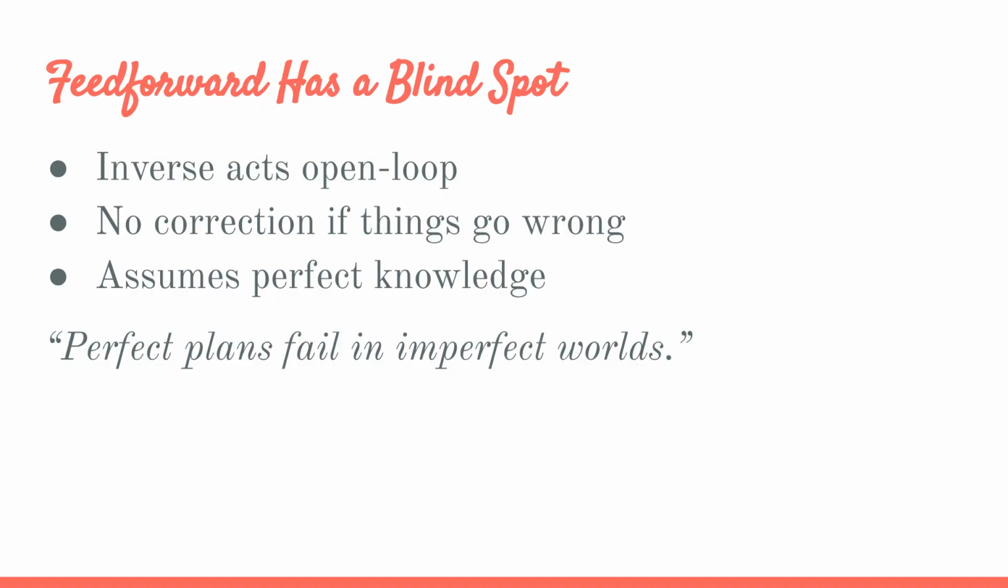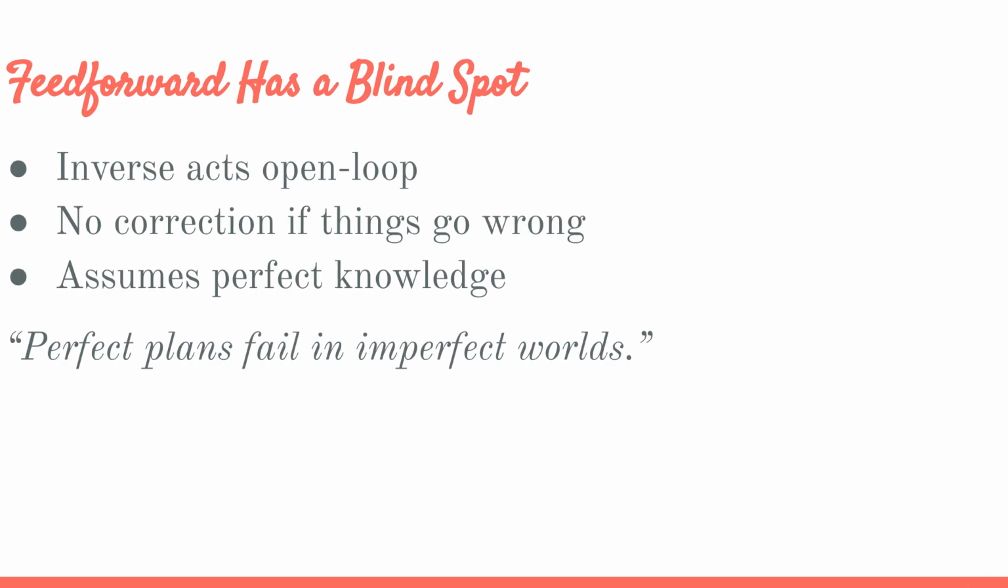A major limitation is that the inverse system operates in an open-loop manner, and control engineers like to refer to this concept as feed-forward. The inverse system, therefore, only tells you what inputs would lead you to desired outcomes. And it would particularly not help if you deviate or lose track from your desired outputs. That is, it provides no correction if things go wrong and assumes perfect knowledge, which often fails in imperfect worlds.